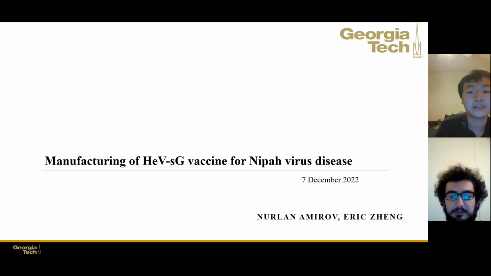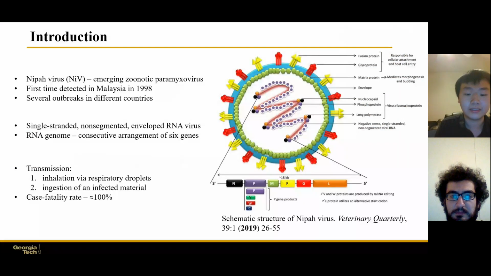manufacturing of the HEV-SG vaccine for the Nipah virus disease. The Nipah virus is an emerging zoonotic paramyxovirus. It was first detected in Malaysia in 1998 and has presented several outbreaks in much of Southeast Asia and South Asia. The RNA genome consists of a consecutive arrangement of 6 genes, including the nucleocapsid, which is the N, the phosphoprotein P, matrix fusion glycoprotein, and the attachment glycoprotein.